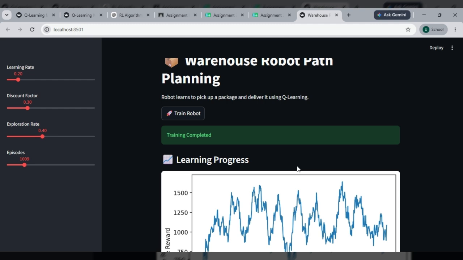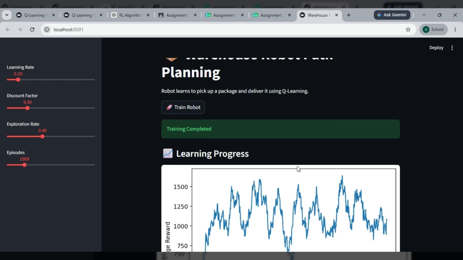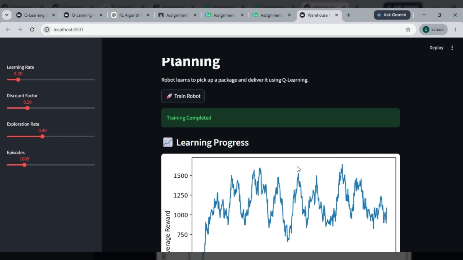Understanding the warehouse environment. Now let's understand the warehouse environment. The warehouse consists of several components. The robot starts from the initial position, and a pickup location is defined where the package is available. A delivery location represents the final destination. There are also obstacles that simulate shelves or restricted areas inside the warehouse. The robot must successfully navigate through the warehouse, collect the package, and reach the delivery point while avoiding obstacles. This is similar to the operation of autonomous robots used in modern warehouses.